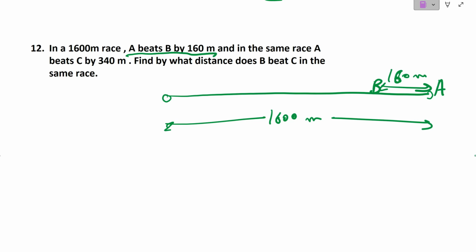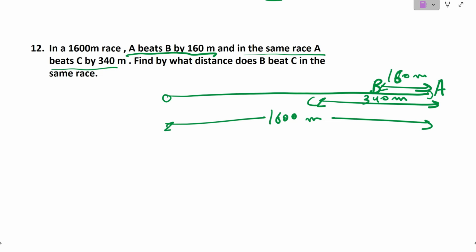And then it says that in the same race A beats C by 340 meter. So C is somewhere like here, just 340 meter behind A. Now we have to find by what distance does B beat C in the same race. Will you just subtract 160 meter from 340 meter? No, because this is the distance between A and B and between A and C at the time when A finished the race. Now you have to find the distance between B and C at the moment when B finishes the race.